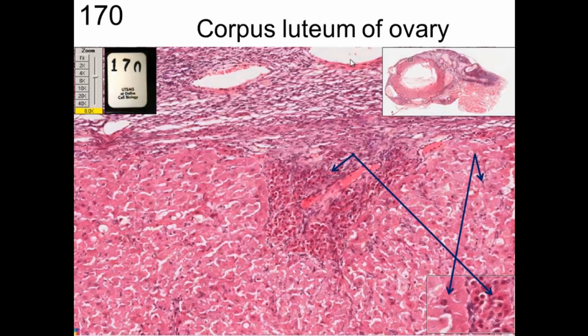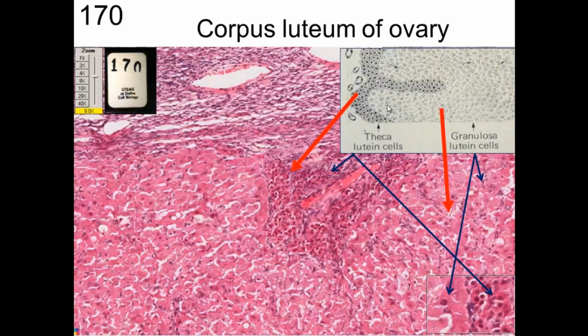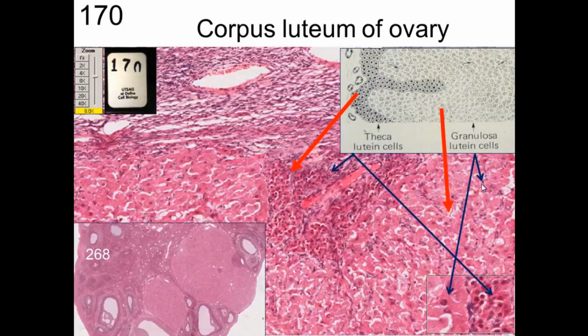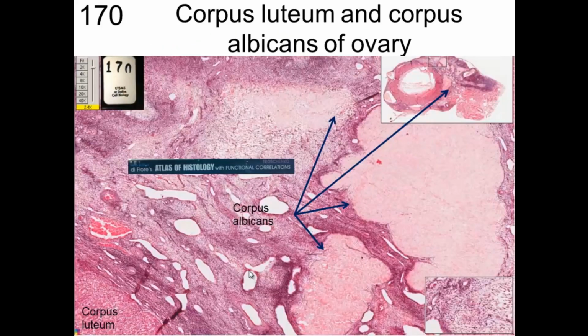So again, we can see the corpus luteum of the ovary. These are the theca cells, the smaller ones. They are located usually in the periphery, because that's kind of connective tissue. Theca was in the periphery, and then these are the granulosa cells that have been luteinized. So theca lutein cells, granulosa lutein cells is what we see. So these are the granulosa lutein cells. Right in through there may be some theca lutein cells.